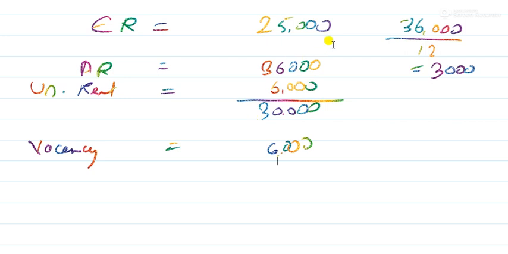Right, 3,000 is the rent for 1 month. So vacancy for 2 months will be 6,000. I hope you're not getting confused. I hope you didn't forget all the concepts that we studied so hard. We invested a lot of time.